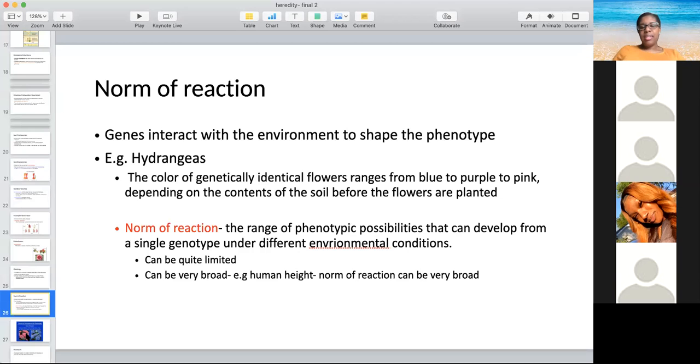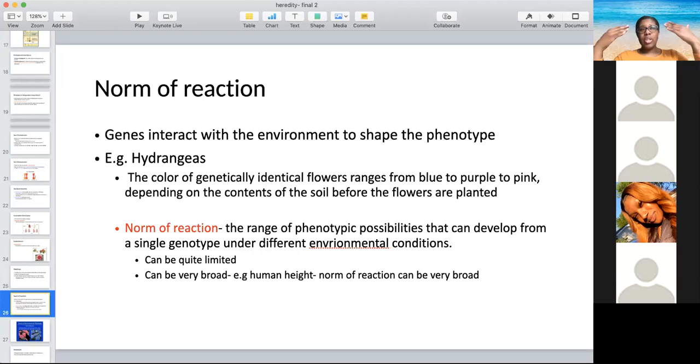An example of that we see in hydrangeas, and we call this concept a norm of reaction. While we know that our genes are going to code for a particular trait, when we factor in environmental influences, now we have a range of possibilities of what that phenotype might actually look like. So the norm of reaction, write that term down. The norm of reaction is the range of phenotypic possibilities that can develop from a single genotype when we factor in environmental conditions.